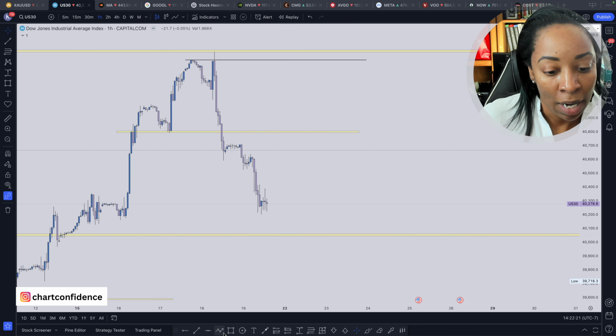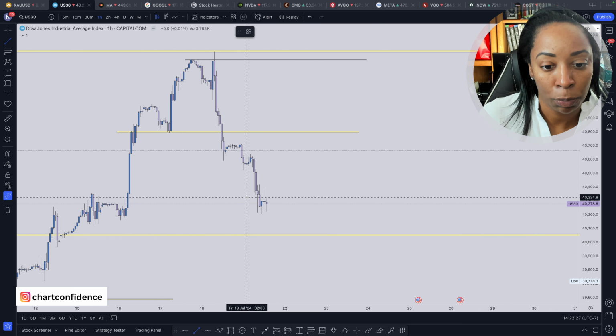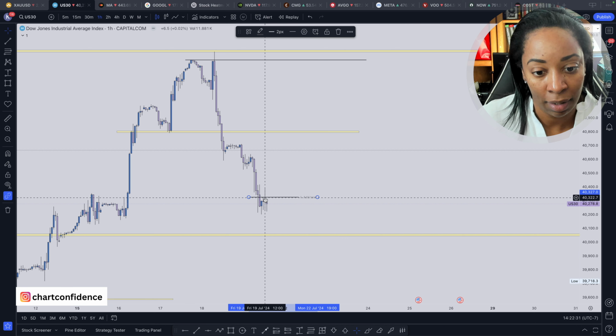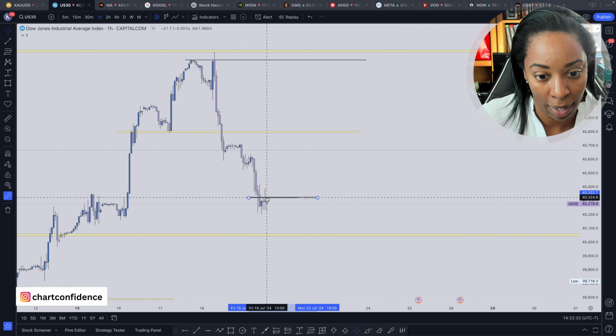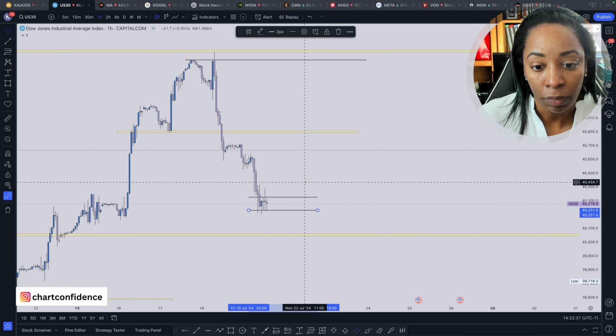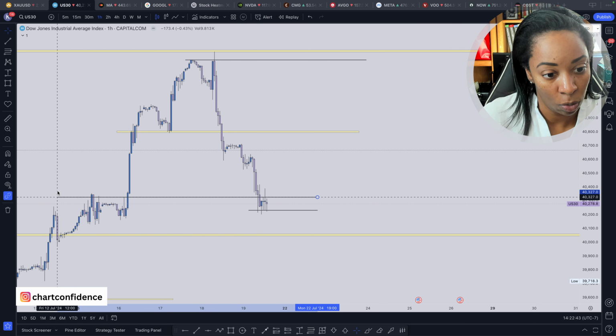So right now what I'm looking at is price. Let me use lines here. I see price pretty much formed a resistance level right here, and then I also see that price formed a support level right here. And if I look left, it pretty much formed that same resistance level right through here.